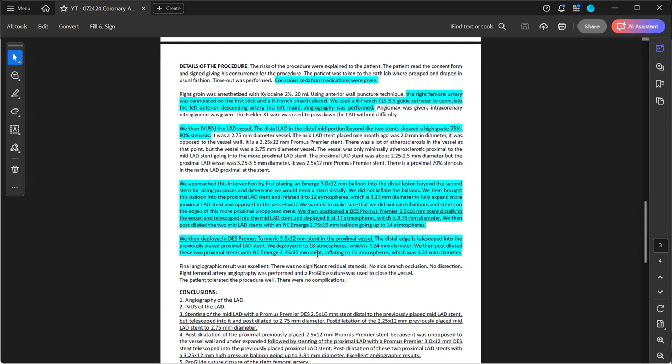So we start with a puncture at the right groin. The right femoral artery was punctured, and the catheter was then placed into the left anterior descending artery, and then angiography was performed. And then from there, we see in the next paragraph that the physician performed an IVUS in the LAD vessel. So we see that there were some prior stents. And then when we get into the next paragraph, this is where we start seeing the intervention. So even though we've moved into the details of the procedure, we still don't see any reason that the angiography was necessary prior to performing the stenting that eventually occurred.